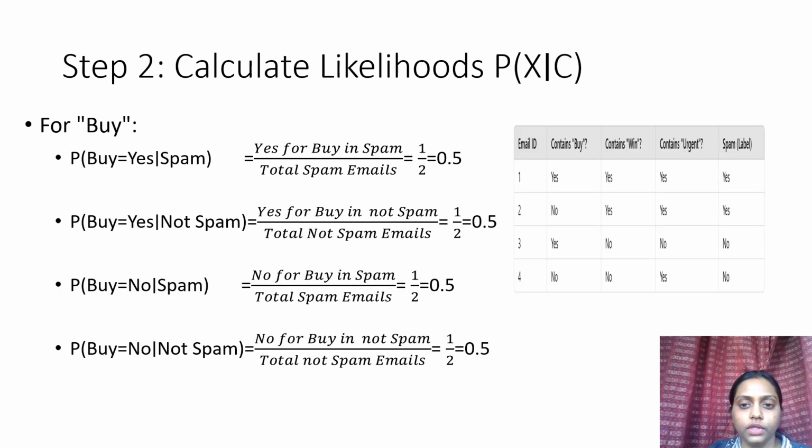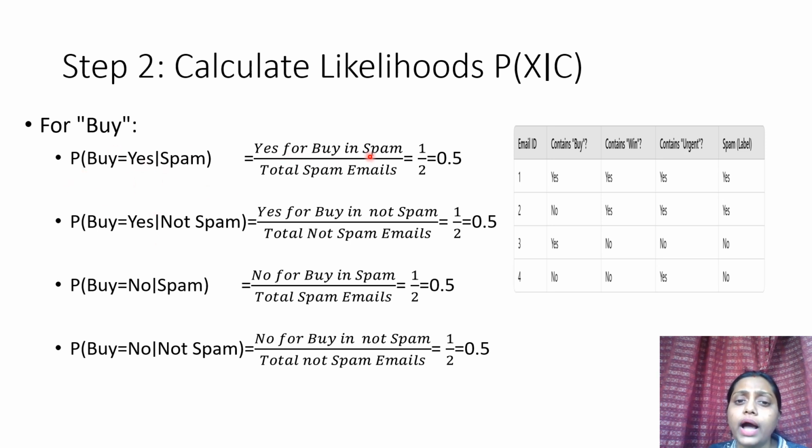Next, we have to calculate the likelihoods. Likelihood means that for each feature we have to calculate the likelihood values. Now for the feature buy, we have two feature values, either yes or no. So first, the probability of buy is yes, conditioned on spam. That means the email is spam, and the buy is yes. Then what is the probability?